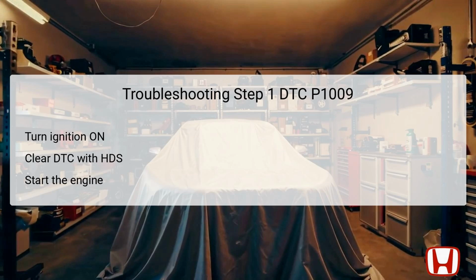After clearing, start the engine and observe whether the DTC reappears as either a pending or confirmed code. If P1009 is indicated again, further investigation is necessary. If not, it may indicate an intermittent failure, whose symptoms and signs would need deeper examination in subsequent diagnostics.